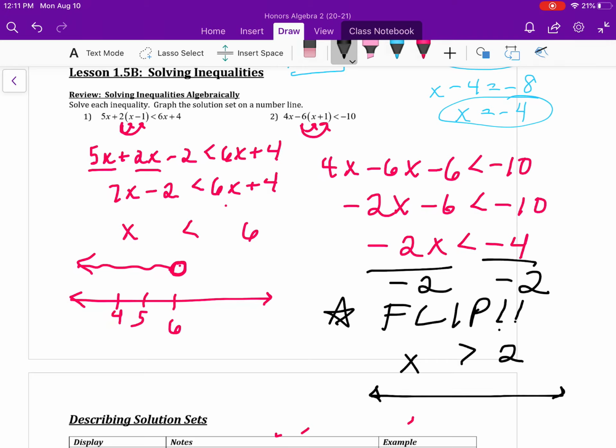And we go ahead and we graph that, right? It's going to be an open circle at 2 because it's not equal to 2, it's greater than. Where are numbers that are greater than 2? Right there. All done.